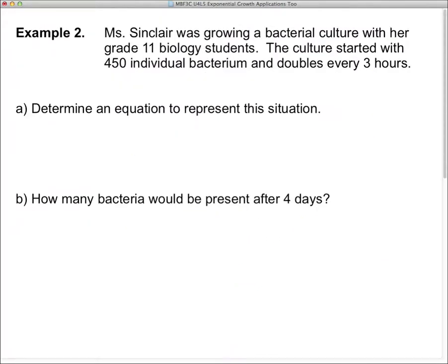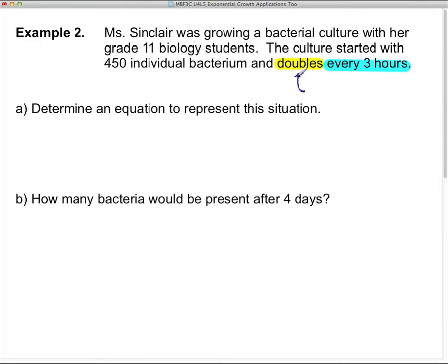Miss Sinclair was growing a bacterial culture with her grade 11 biology students. The culture started with 450 individual bacterium and doubles every 3 hours. Now that double is important here, but so is that every 3 hours. Now, the doubles tells us something about our B. In fact, it actually tells us our B.